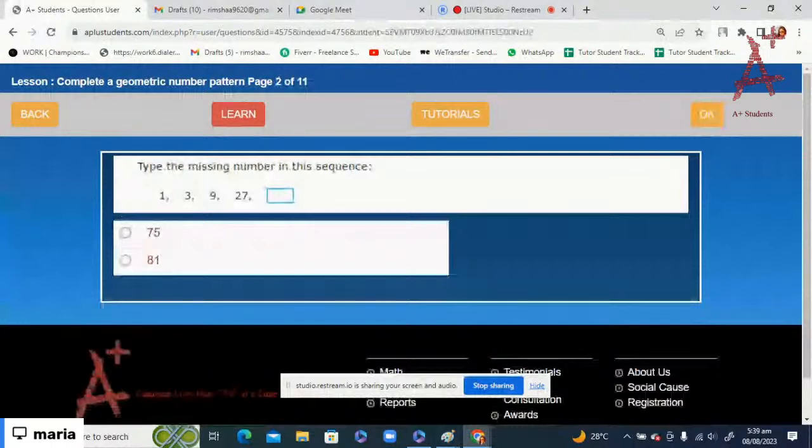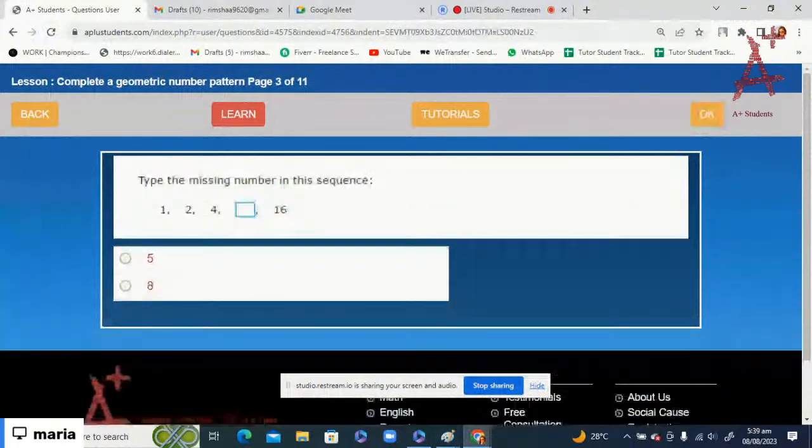Type the missing number in the sequence. 3 times 3 is 9. 9 times 3 is 27, and 27 times 3 is, we already solved this question, that is 81. Yeah, we have already done this part as well.